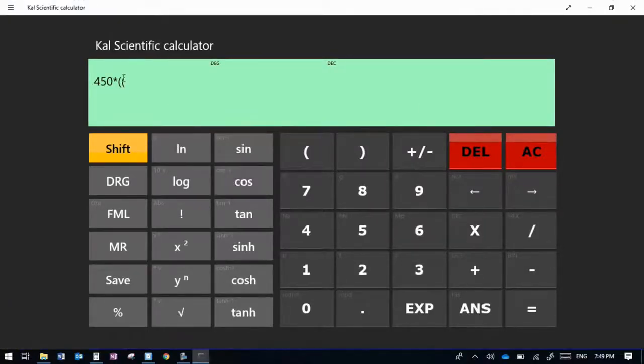Square brackets and curved brackets or parentheses doesn't make a difference. They both mean the same thing. 1 plus 0.025 divided by 12, close the bracket.